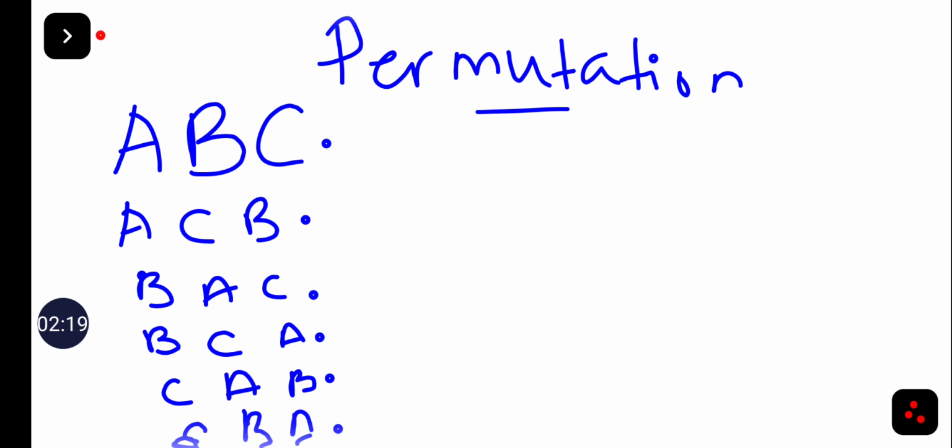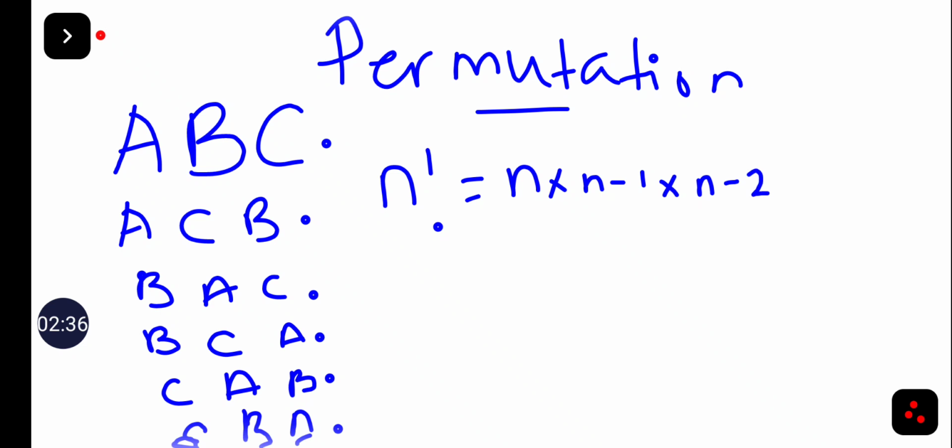Now, instead of rearranging all of this, what we can use is the factorial notation. The factorial notation goes thus: n factorial is n times n minus 1 times n minus 2 continuing to 3 times 2 times 1. And 0 factorial by definition is equal to 1. So the factorial notation will be very important.